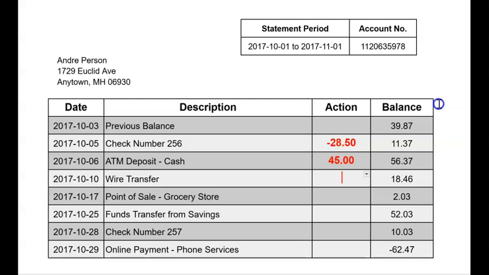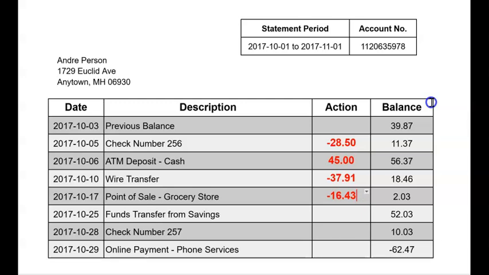What about the wire transfer? That should say negative $37.91. What about the grocery store? Did he get money from the grocery store, or did he pay money at the grocery store? He paid money, so he paid $16.43. That means he took that money out of his account to pay it.